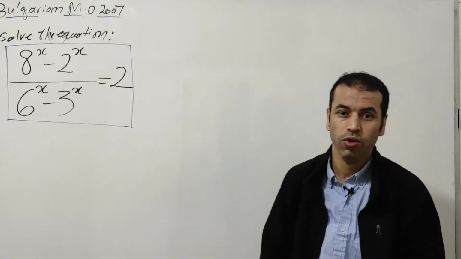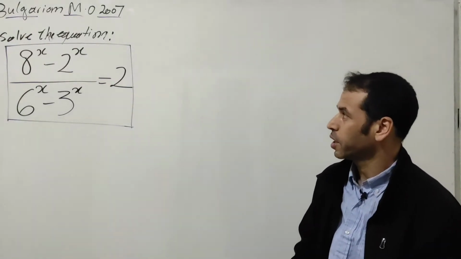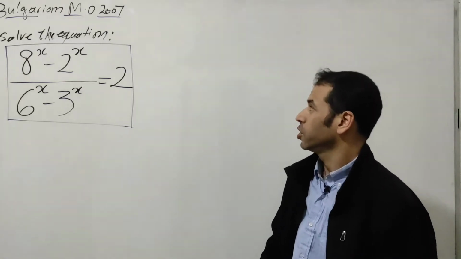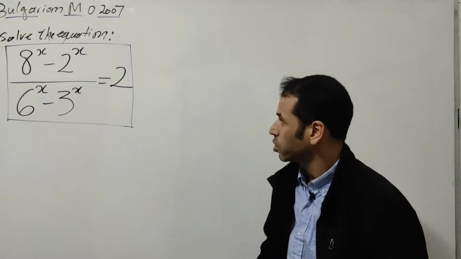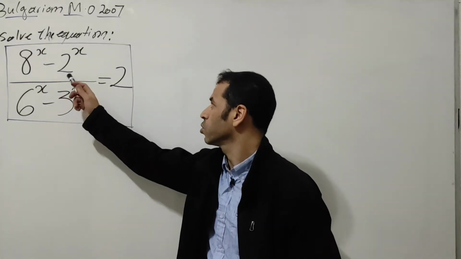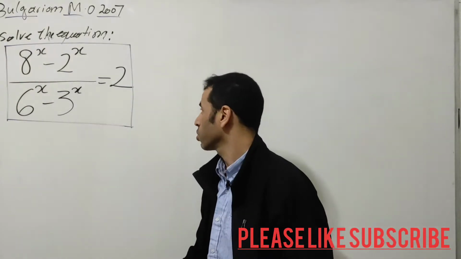Hi, in today's video I would like to introduce a very nice and interesting equation from the Bulgarian Mathematical Olympiad, edition 2007. The question: solve the following equation. We have (8^x - 2^x) / (6^x - 3^x) = 2.